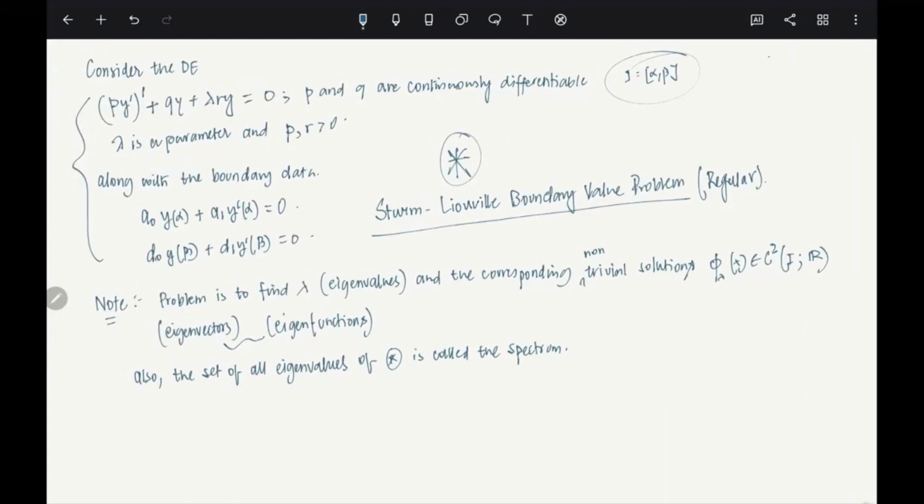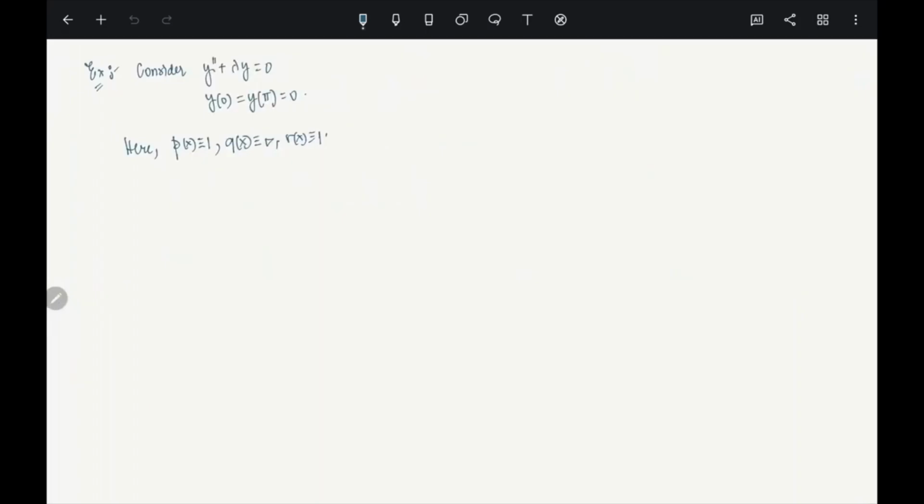You see here, for the problem, p and r have to be positive. q can be anything, negative, positive, whatever, as long as q is continuous, it's fine. The data is given on 0 and pi. What sort of interval is it? It is a closed and bounded interval. So what sort of problem is it? Can you think of it? What is this sort of problem called?